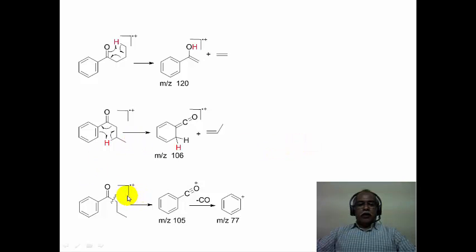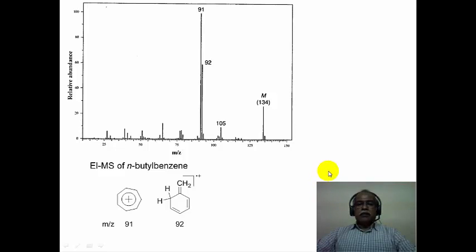Butyrophenone can also undergo another type of fragmentation, that is alpha fragmentation, which results in a stable acyl type of cation. This is the benzoyl cation that is produced, with a mass registered at 105, and this can lose a carbon monoxide molecule to produce a phenyl cation, which is at 77. So in the mass spectrum of butyrophenone, one should see 105, 106, 120 and 77 as prominent peaks. In fact, you can see this in the mass spectrum of this particular compound.